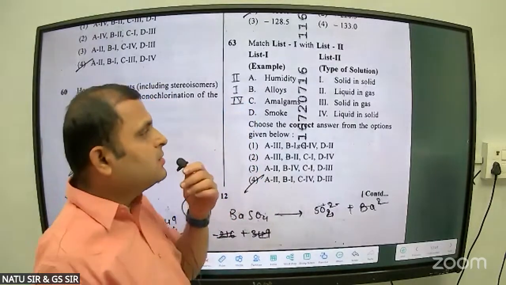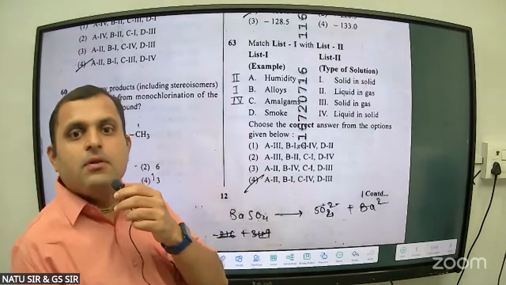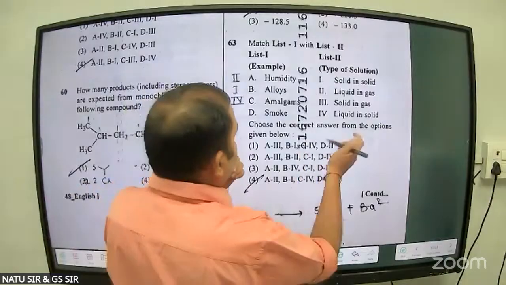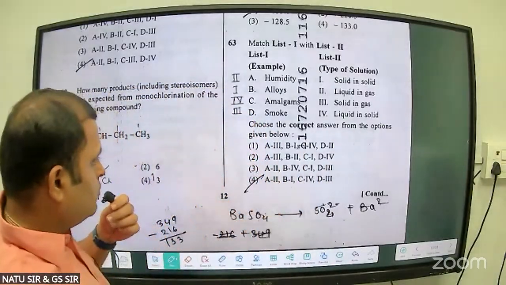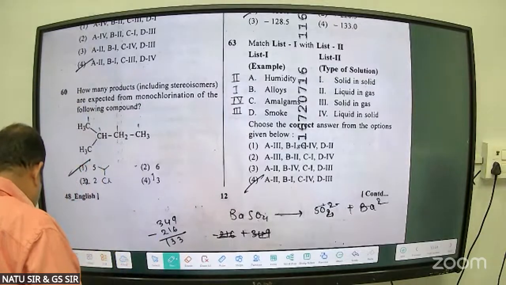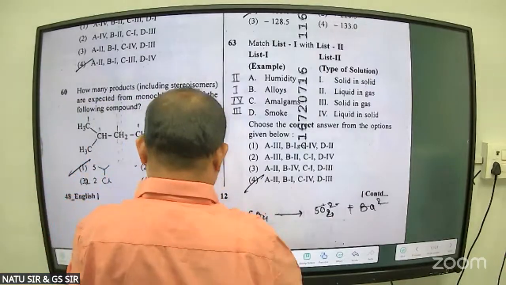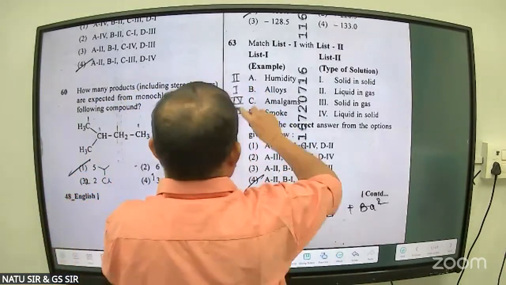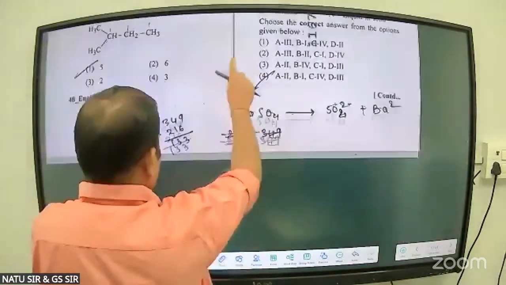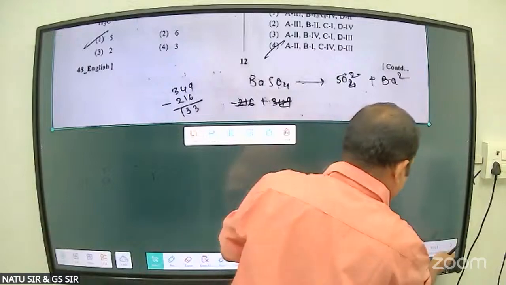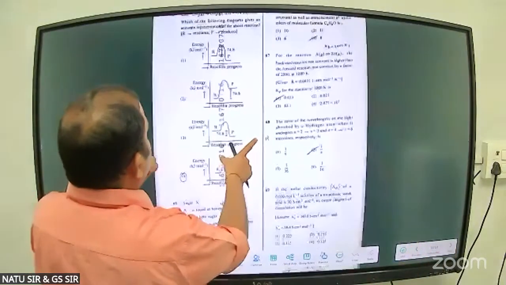And smoke is solid particles dissolved in or mixed with air, meaning gas. So solid in gas. That will be option 3. So 2, 1, 4, 3. So which one is matching? Option 4. Right? Then 64.